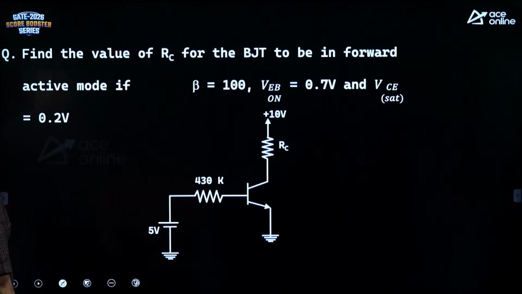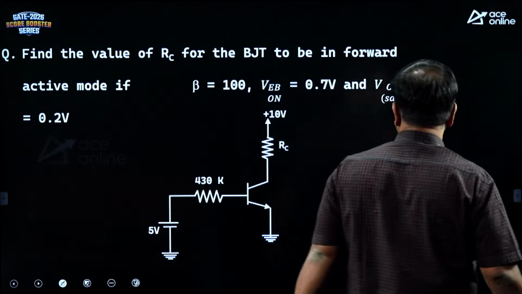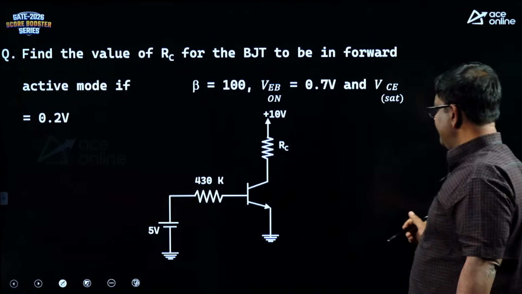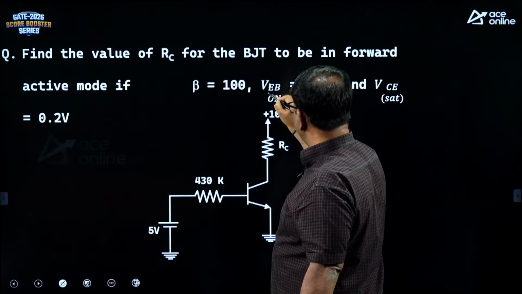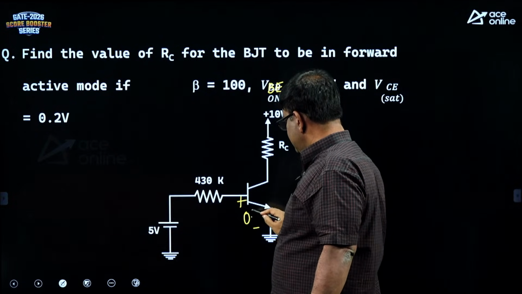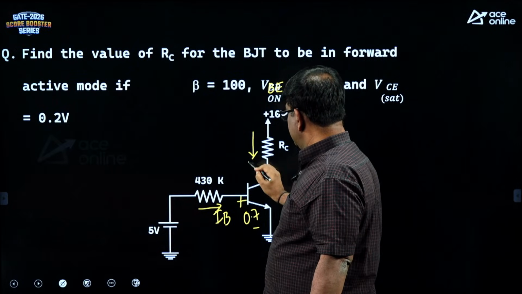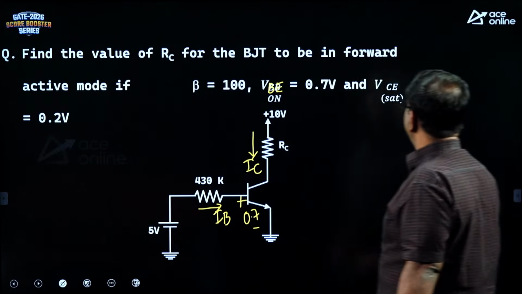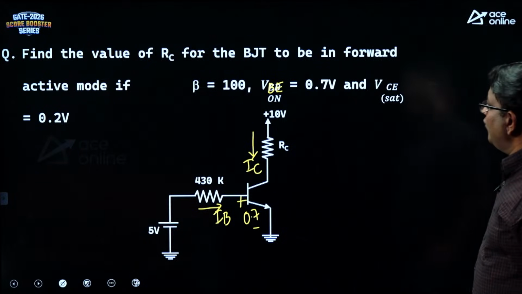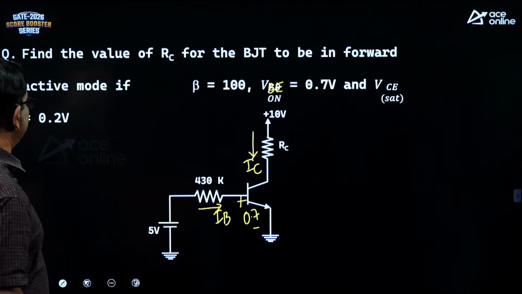Okay, so go through the problem. Find the value of RC for the BJT to be in the forward active mode if beta is 100 and VBE is 0.7. This is IB, this is IC. And VC sat is 0.2. What do we want here? Find the value of RC for which the BJT is in forward active mode.